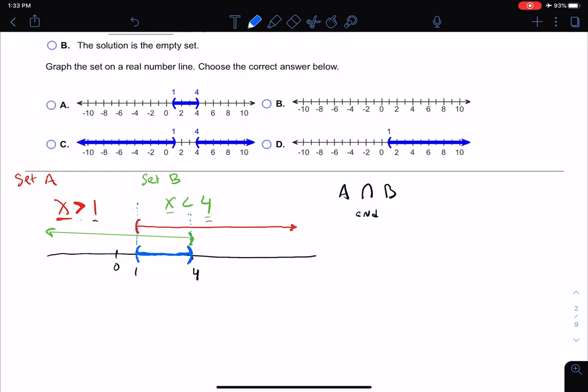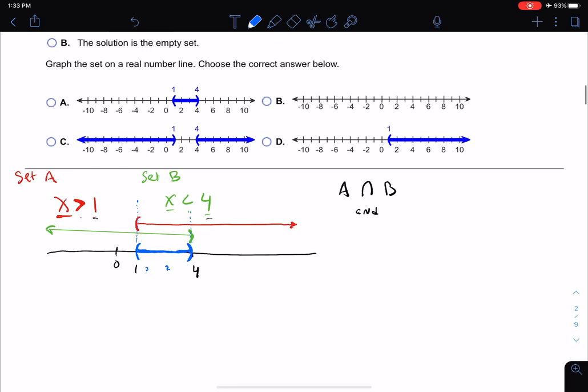In other words, another way to think about this blue graphed information: if I take a value like 2, 3, or 3.5 or 3.99, anything in there within the graph section will make the red true and make the green true. That's why it's a solution. So now you can see what to select.